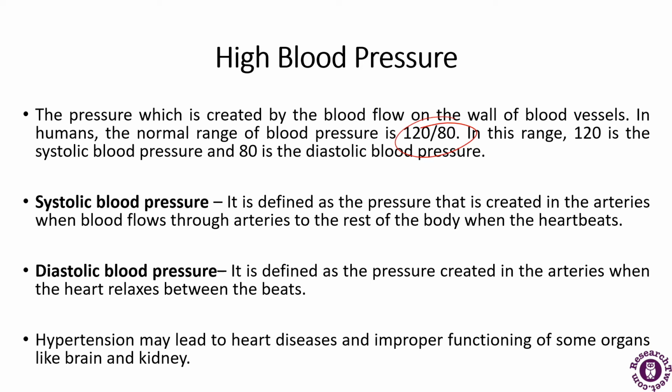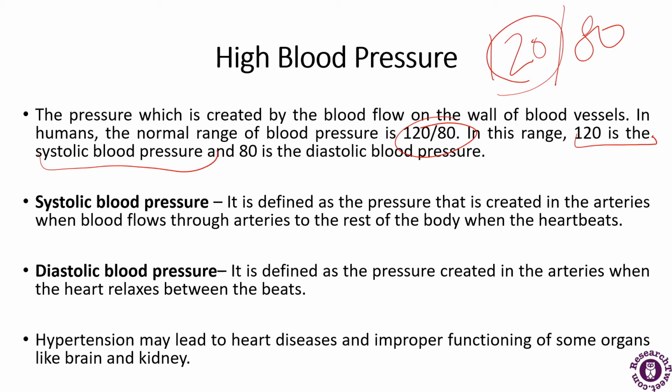In this range, we have two things, the diastolic and the systolic. In 120 by 80, 120 is the systolic pressure and 80 is the diastolic pressure. Now what are systolic and diastolic blood pressure? Systolic blood pressure is defined as the pressure created in the arteries when the blood flows through the arteries to the rest of the body as the heart beats.